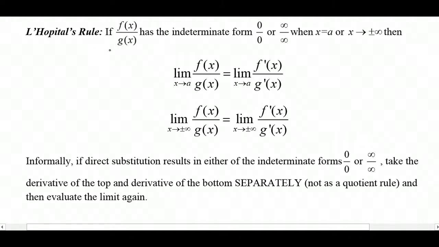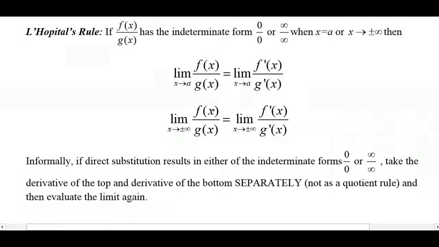But let's read the hypothesis. If f of x over g of x has the indeterminate form 0 over 0 or infinity over infinity, when we substitute in x equals a, or when we evaluate at first the limit as x goes to infinity, then we can apply L'Hopital's rule, which says that the limit as x approaches a of the quotient f of x over g of x is the same as solving the limit as x approaches a of the derivative of f of x over the derivative of g of x. And it works the same way if x is a limit at infinity or negative infinity.